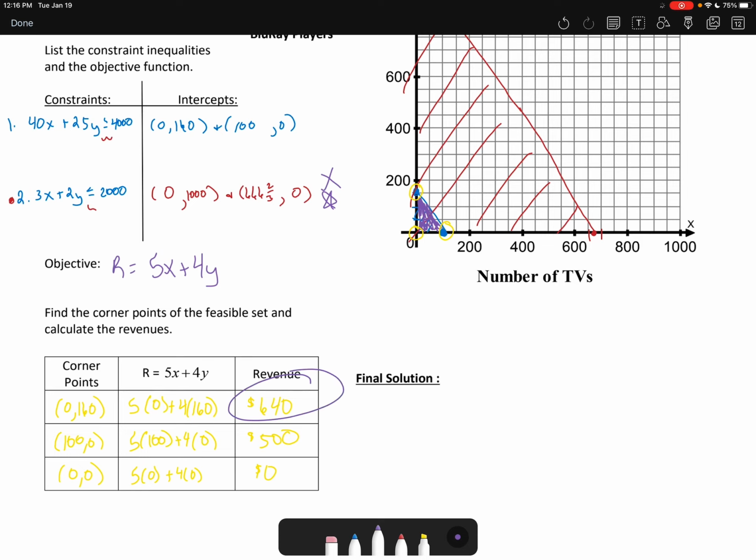The max in this case ends up being this top one. So for the final solution here, 0 TVs and 160 Blu-ray players will max the revenue of $640 per truckload.